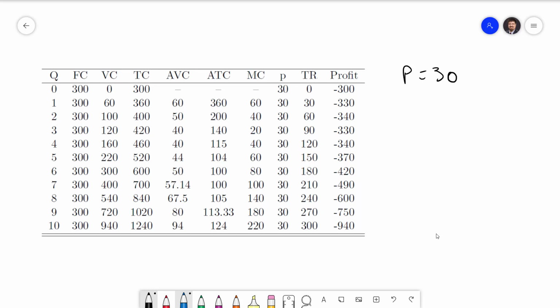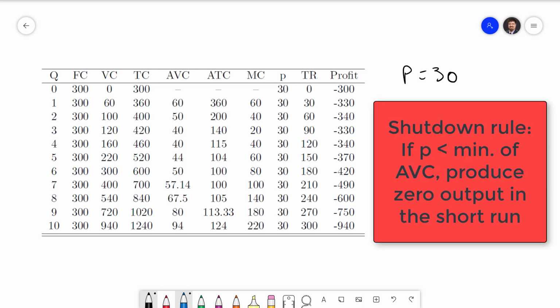This is because the price was quite low in this example. Even worse than that, the best thing that they can do is actually to produce nothing and take a profit of negative 300, which is just the fixed cost. Producing any amount of output will just dig a deeper hole for them. We can see this because total revenue never even covers the variable cost. Therefore, the best thing to do is to produce nothing, which we call shutting down.